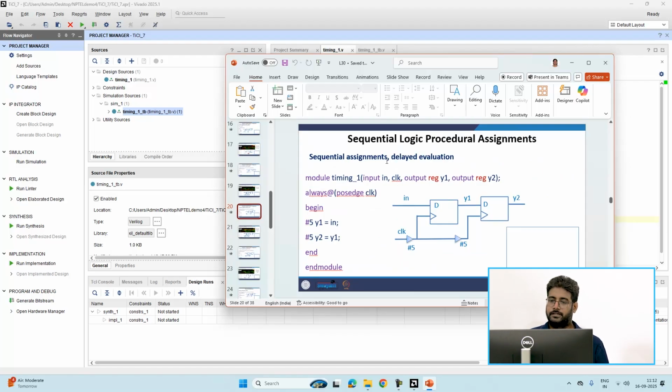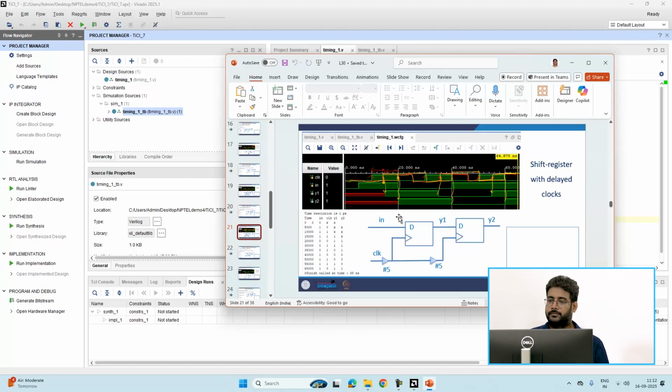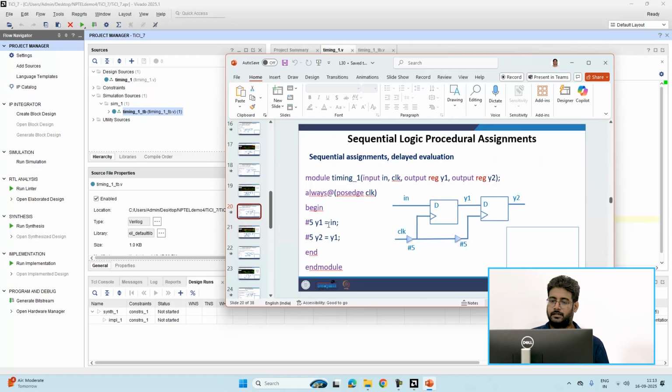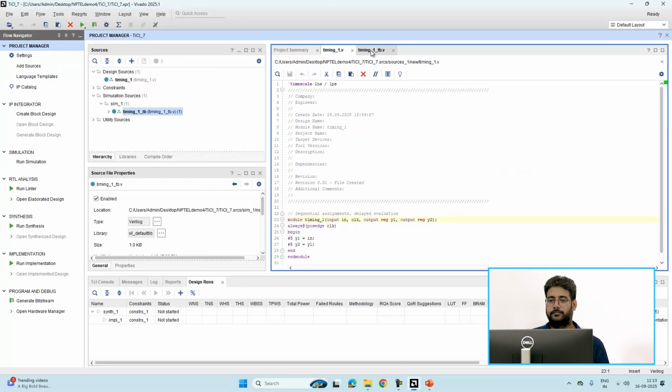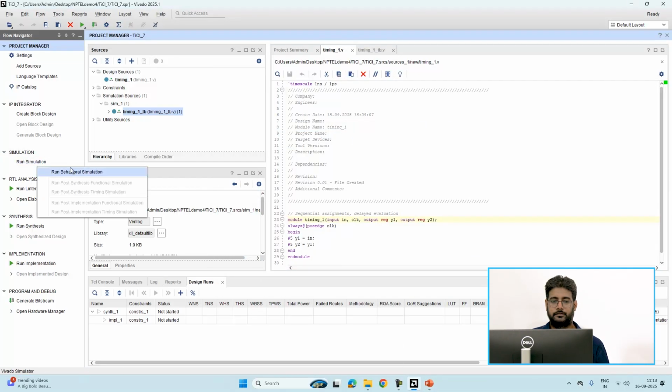So, sequential assignment, delayed evaluation, shift register with delayed clocks. Here it is. Y1: these statements are blocking, and still the execution is delayed, so evaluation is delayed. #5. This is what it forms, and this is the output, shift register with delayed clocks. Here it is. We run the simulation.